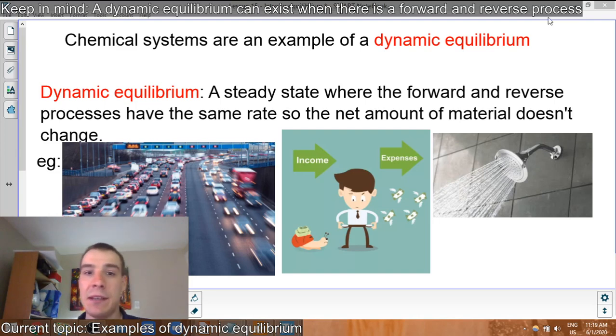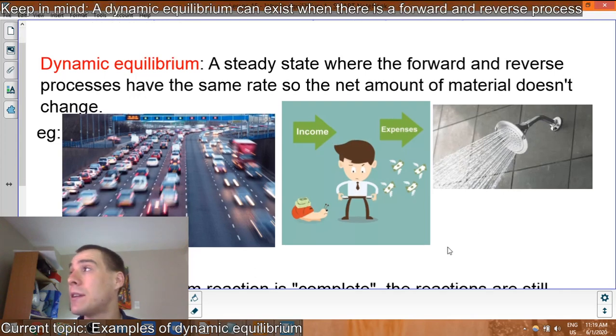The concept is that there needs to be a forward and reverse process. But the equilibrium is a steady state where the forward process and the reverse process have the same rate. So the net amount of material doesn't change. So here's some examples of things that have the same forward and reverse rate and where the total amount of material doesn't change. The first example is cars on a highway.